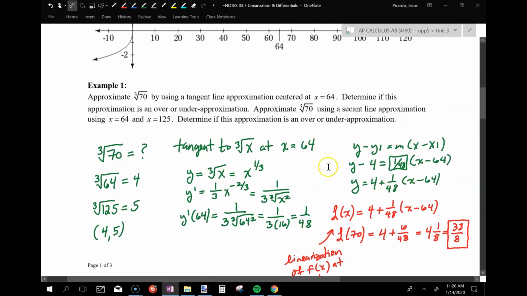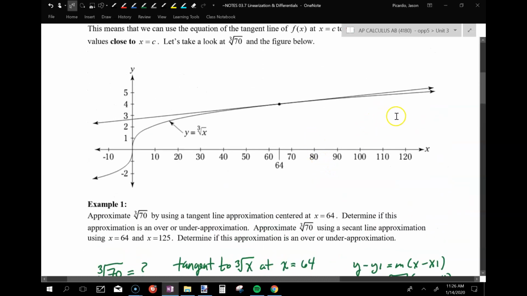Go back up here. Evan, you see my curve? Is my curve concave up or concave down at the point of tangency? Concave down, right? So is my linearization going to be above or below the curve? It's above it, right? So is my estimate a little too high or a little too low? A little too high.